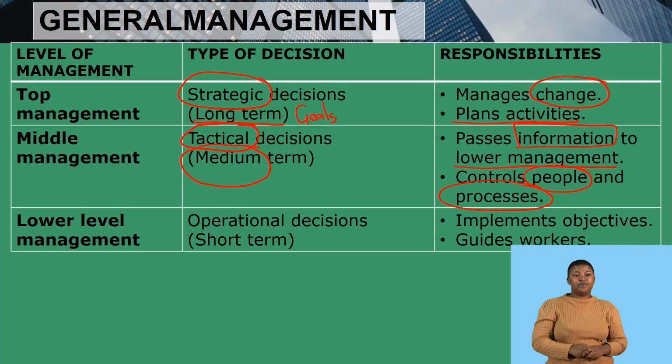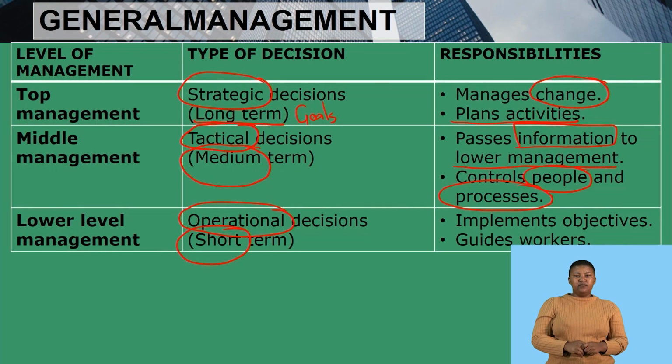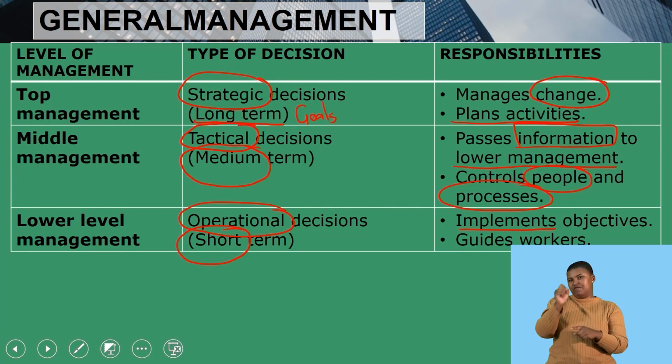Our last level of management, our lower level of management, will then take these tactical decisions from middle management and break them up into day-to-day tasks. So we say that they make operational decisions. They decide how all the employees will operate from day to day so that the goals can be achieved. So we say that they have short-term decisions. What they basically do is implement the tasks or the objectives, and they guide the workers. They tell the workers what needs to be done every day for them to reach their specific goals.